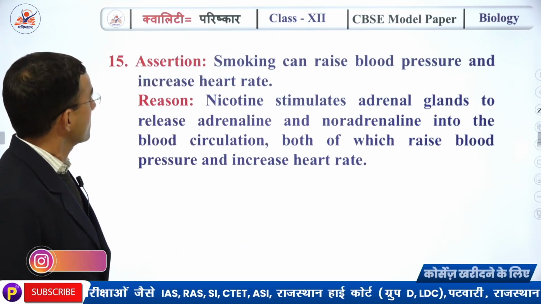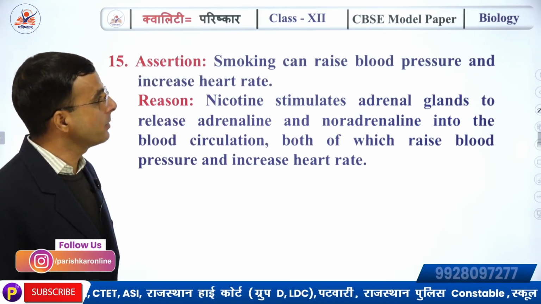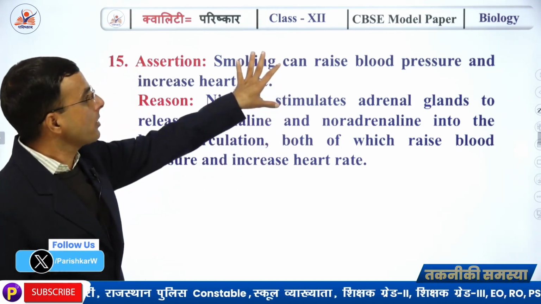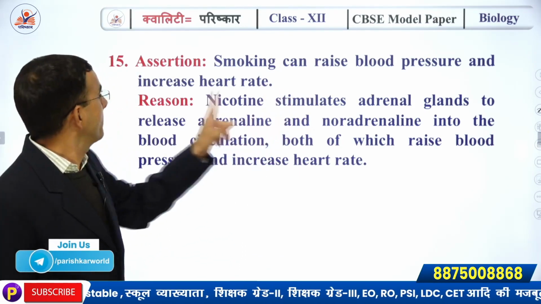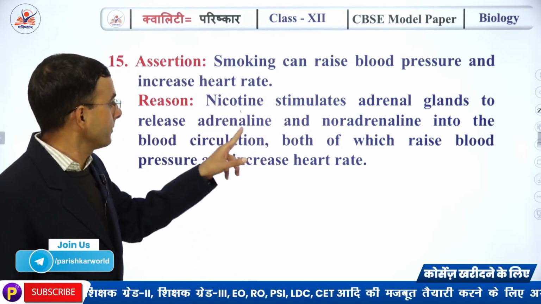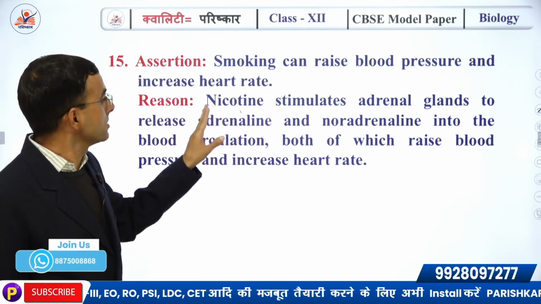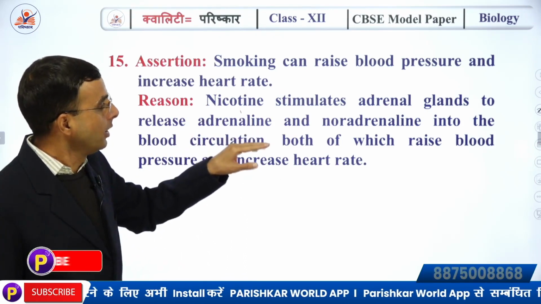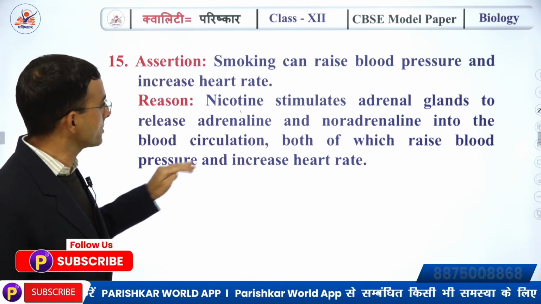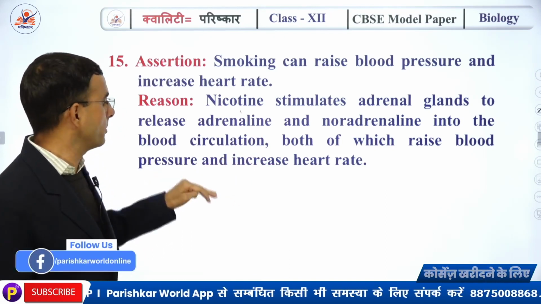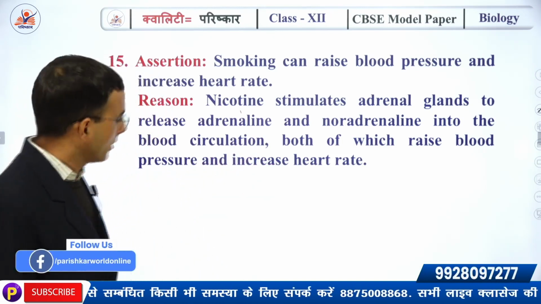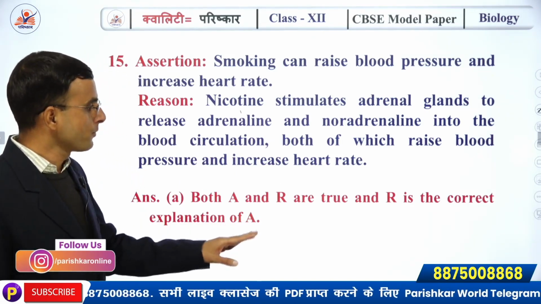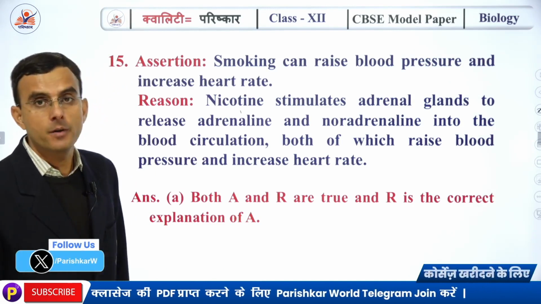Next is assertion: smoking can raise blood pressure and increase heart rate. Okay, smoking both increases the blood pressure and increases heart rate. Why? The reason is that nicotine stimulates the adrenal gland to release adrenaline and noradrenaline into the blood circulation, both of which raise blood pressure and increase heart rate. That is the conceptual question and they are both right. So both A and R are true and R is the correct explanation of A.